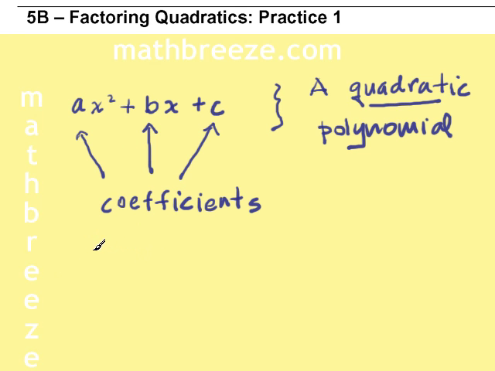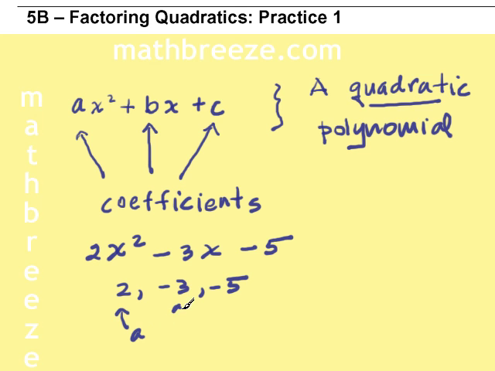All right, for example, let's say I'll just pick some coefficients. Let's say 2x squared minus 3x minus 5. So here the coefficients are 2, minus 3, and negative 5. Okay, so this would be A, B, and this is C.